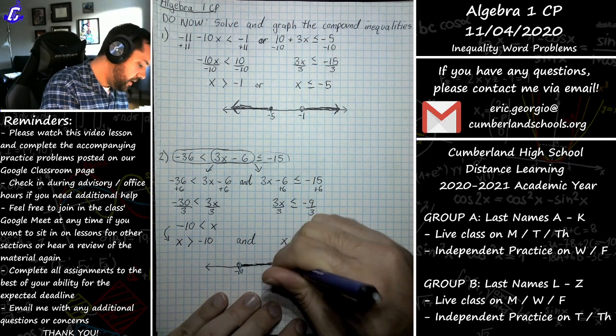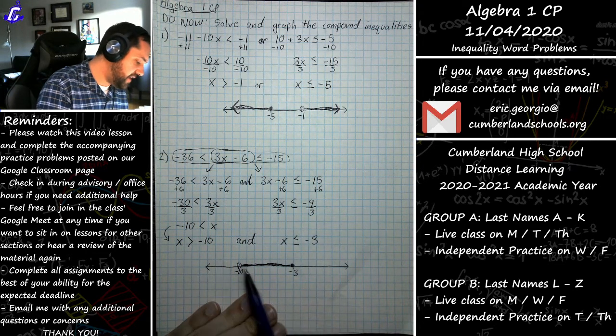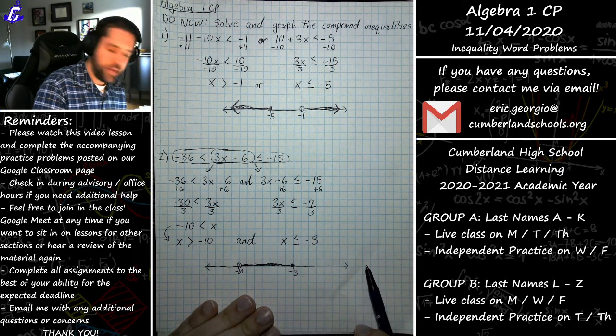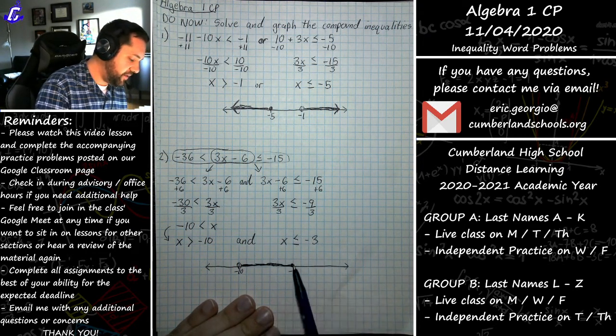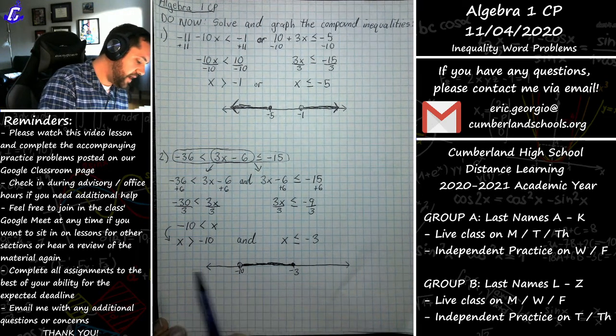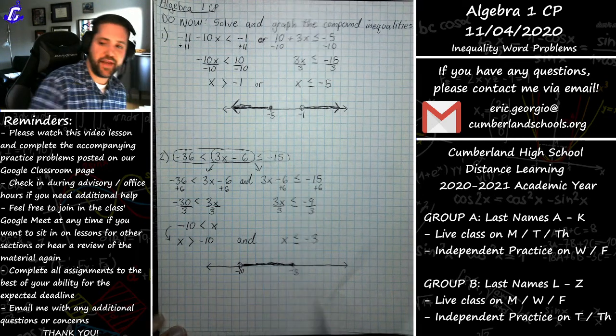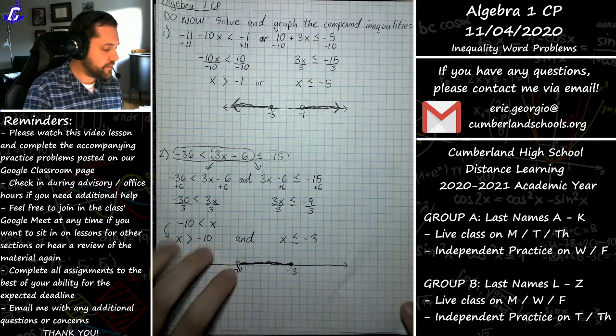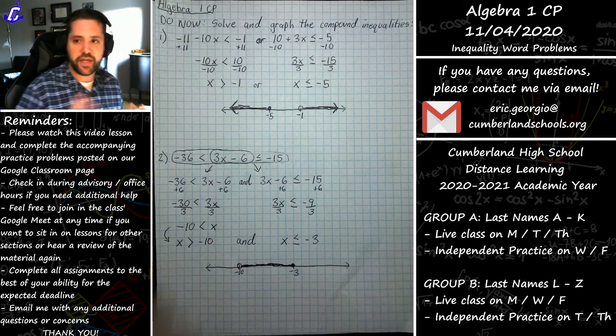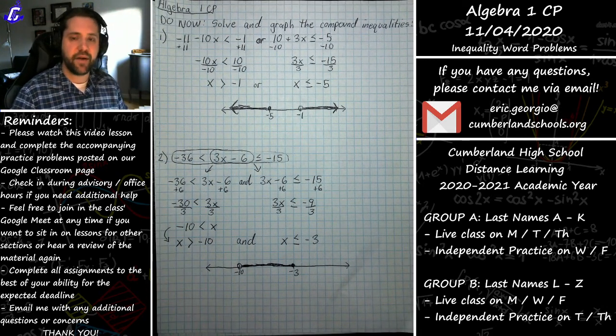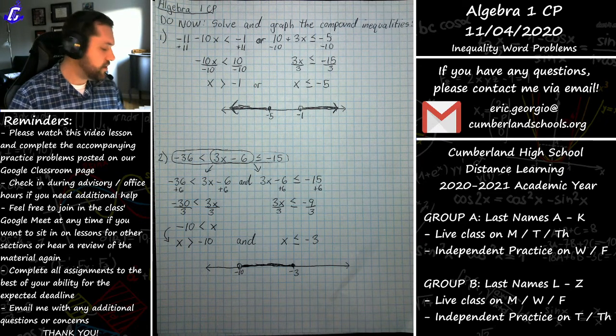Do you see that? Because this x is greater than negative 10 will start here and go forever this way. This x is less than or equal to negative 3 will start here, shade it in, and go this way. And so this part of the graph gets covered by both. All right? So that should be a nice little recap of how to handle some compound inequalities. Hopefully no questions. If you do, don't be afraid to reach out.